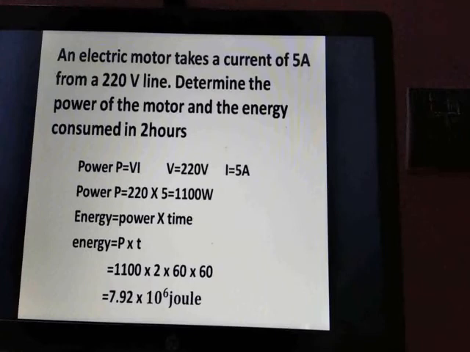Energy is equal to power into time. So energy is equal to P into T, which is 1100 into 2 into 60 into 60. So 7.92 into 10 raised to 6 joule is the answer.